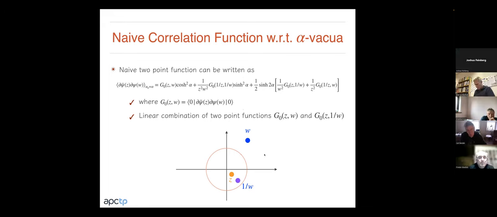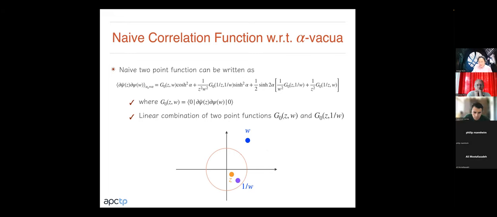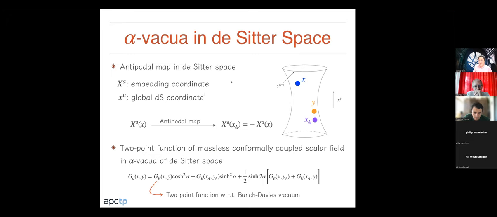Of course, this is a wrong calculation, so you don't have to worry about it. But such phenomena happen in de Sitter space. In de Sitter space, people also calculate the two-point function of a scalar field, and the exact same divergence appears in de Sitter space.